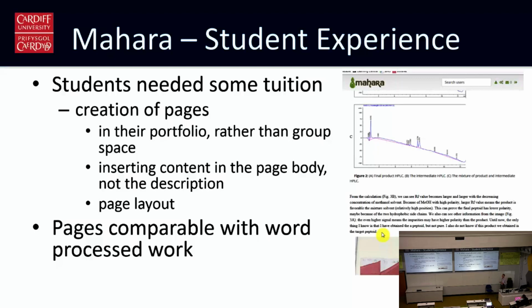The actual results look quite nice. You end up with documents which are comparable with the sort of thing a student might be able to do in a word processor. So here's an example. We've got graphs, text. The system doesn't support any chemistry specific features, but essentially, if you can generate a document with Word, you can generate something similar looking in Mahara. And it does have the advantage as well that the portfolio allows you to group documents together to create a portfolio of experiments.